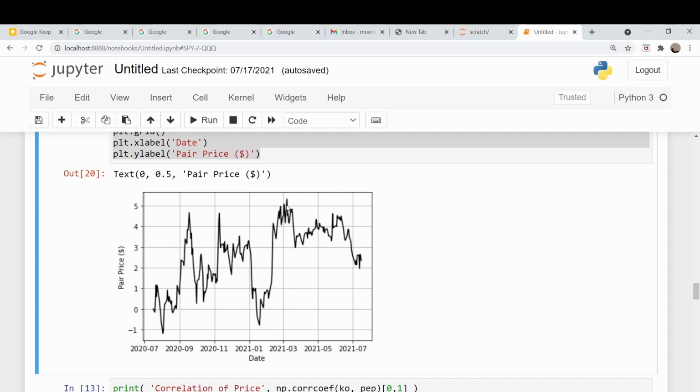So that would be long Coke in this case and short Pepsi. And counter to that, if you had shorted Coke and bought Pepsi here, you would have made money as it dipped down, assuming you closed it down here for a profit.